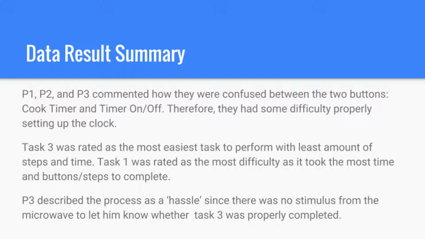Task 3 was rated as the easiest task to perform, with the least amount of steps and time. Task 1 was rated as the most difficult as it took the most time and buttons/steps to complete. P3 describes the process as a hassle since there was no stimulus from the microwave to let him know whether Task 3 was properly completed.